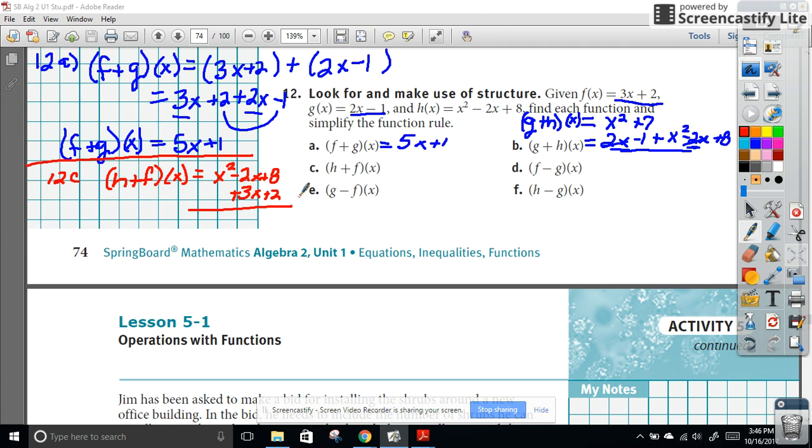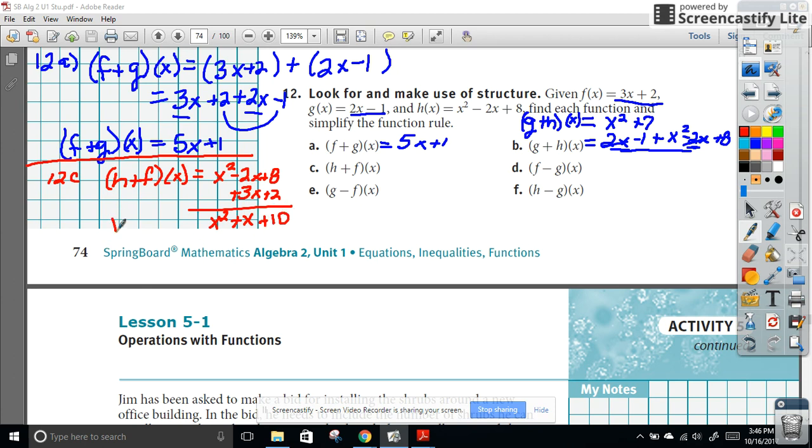Okay. I just lined up my like terms. This is the h function up here. Here's the h function. This is the f function. And I just stacked them so I could get my like terms together. There's only one squared term. A -2 and a +3 is a +1x. A +8 and a +2 is a +10.